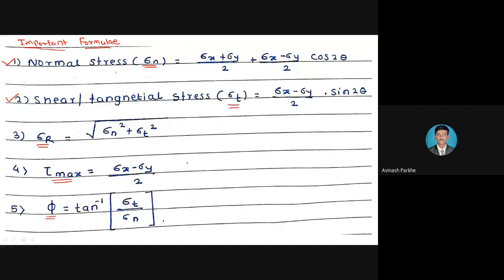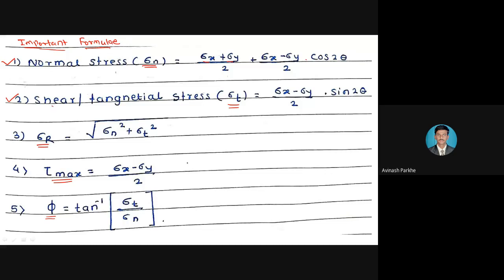So take formula number 1 as the normal stress. You can see the normal stress formula is available in the form of sigma x and sigma y. But in case number 1, sigma y was not there in the sigma n formula and sigma t formula, only sigma x was there. But here, as the body is subjected to biaxial stresses, we have to consider the effect of sigma x and also the effect of sigma y. So what is the sigma n formula? Sigma n is equal to sigma x plus sigma y divided by 2 plus sigma x minus sigma y divided by 2 into cos 2 theta. This is the normal stress formula.